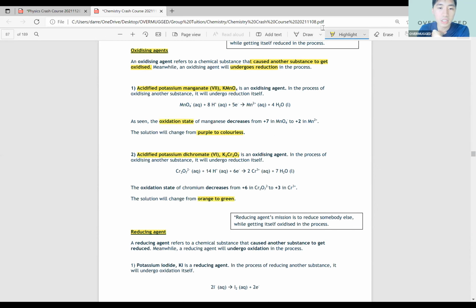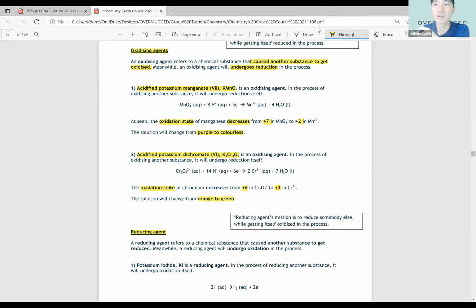Oxidation state here is important, but I'll let your teacher teach it. If not, I teach everything and your teacher doesn't need to do anything. But most importantly, can you see that for the oxidizing agents themselves, the oxidation state decreased, +7 to +2, +6 to +3? Color change, purple to colorless, orange to green. So an oxidizing agent will cause another substance to get oxidized, while it itself will undergo reduction.